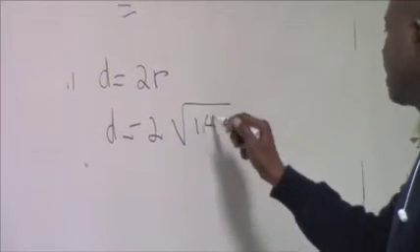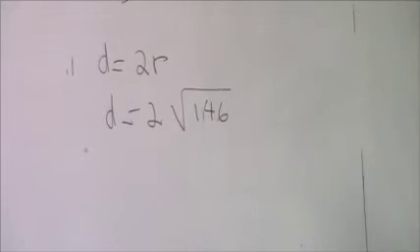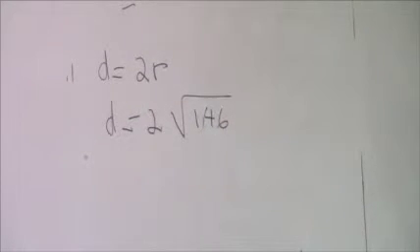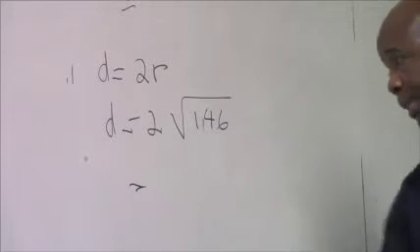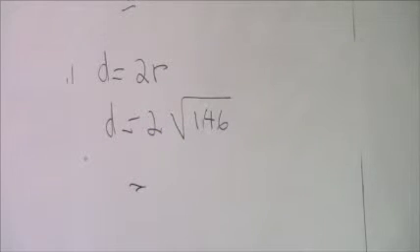Now 146 is not a perfect square. Can I break this down into 2 numbers, one of which is a perfect square? I don't want to take a lot of time on this. Let's see. If I divided this by 2, what will I get? I will get 73. It's not going to work. It's not divisible by 4. It's not divisible by 6. So I'll just keep my answer as this. Thank you. And that's it.